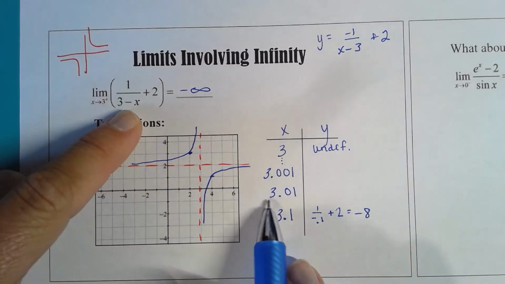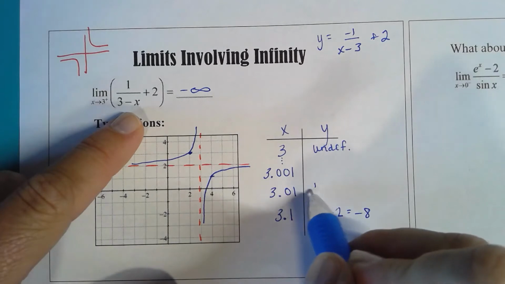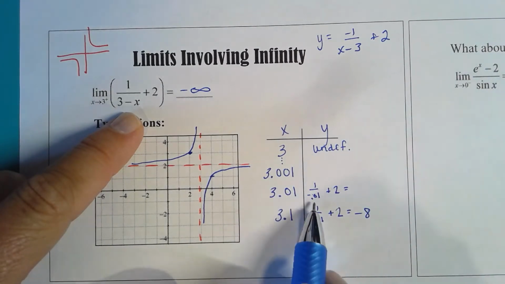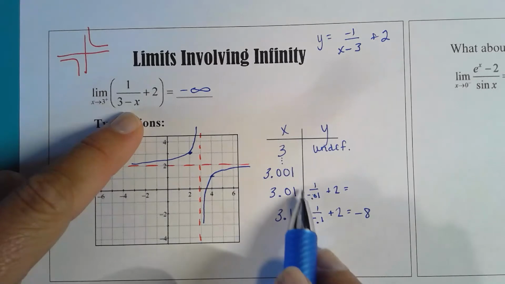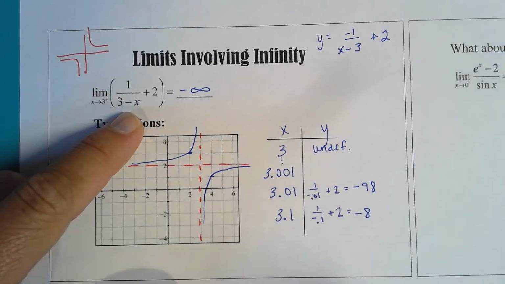So let's go plug in the 3.01. 3 minus 3.01 is negative 0.01. 0.01 is 1/100th. So 1 divided by 1 over 100 is 100. So negative 100 plus 2 is negative 98. Well, now we're getting somewhere.